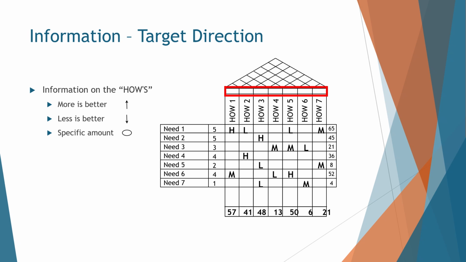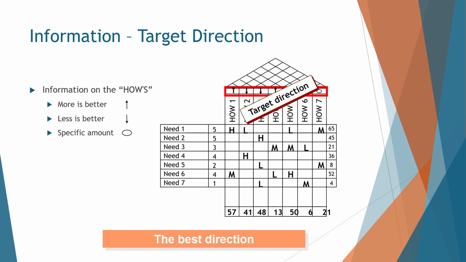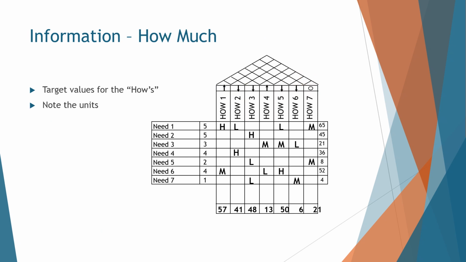More is better has an up arrow. Less is better has a downward arrow, and the specific amount is with the circle. How 1, more is better. How 2, less is better, and so on. And how 7 is a specific amount. And that's the target direction, the best direction.